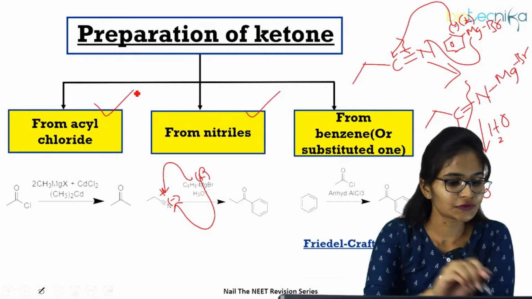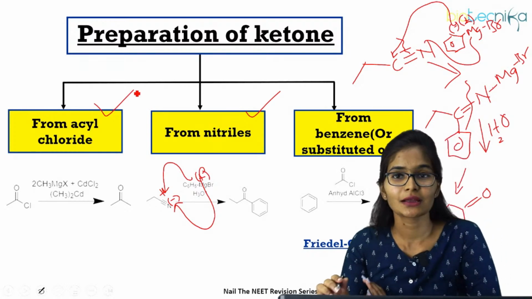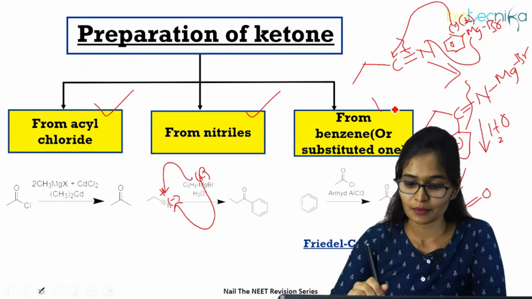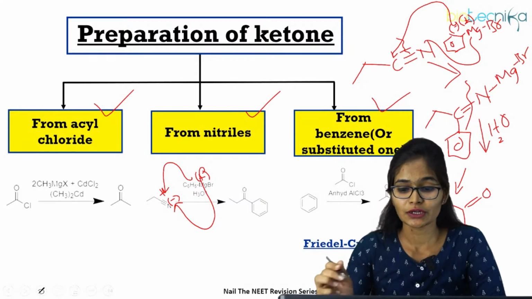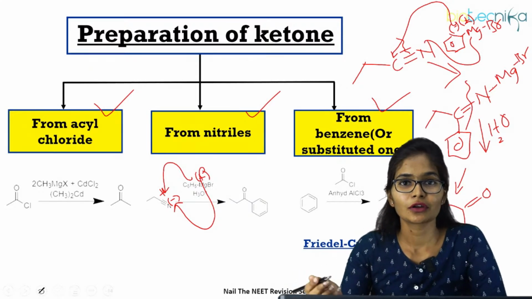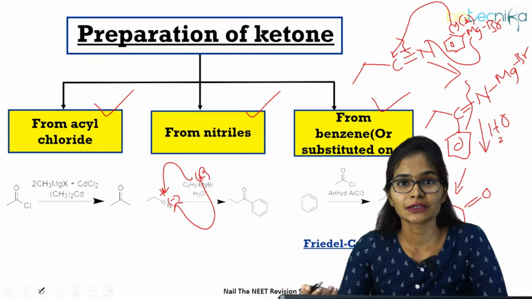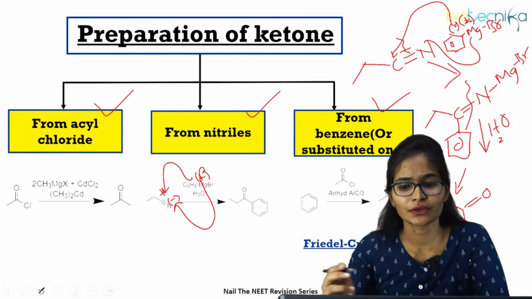So we are done with the preparation from acyl chloride and from nitriles, and our next part is from benzene or substituted benzene. So from substituted benzene, you can place any methyl group, alkyl group, or any electron withdrawing groups on the benzene.